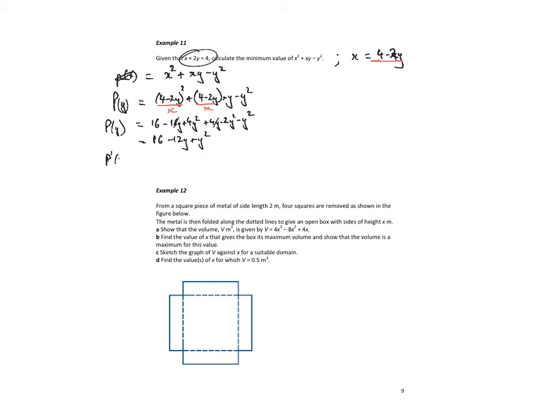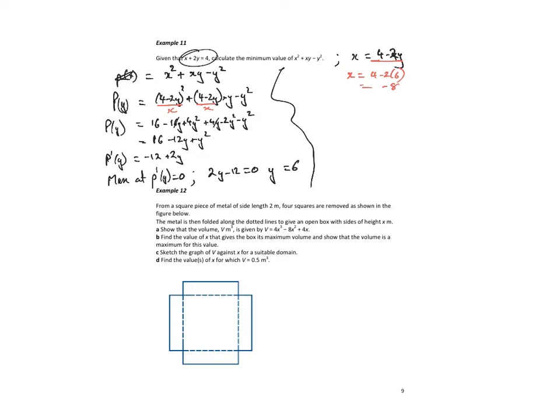So p dashed of y is equal to minus 12 plus 2y. The minimum occurs at dy dx equal to 0. So at p dashed of y equal to 0. So I get 2y minus 12 equal to 0. Y is equal to 12 on 2, which is 6. So if y is equal to 6, x will equal 4 minus 2 times 6, which is equal to negative 8.